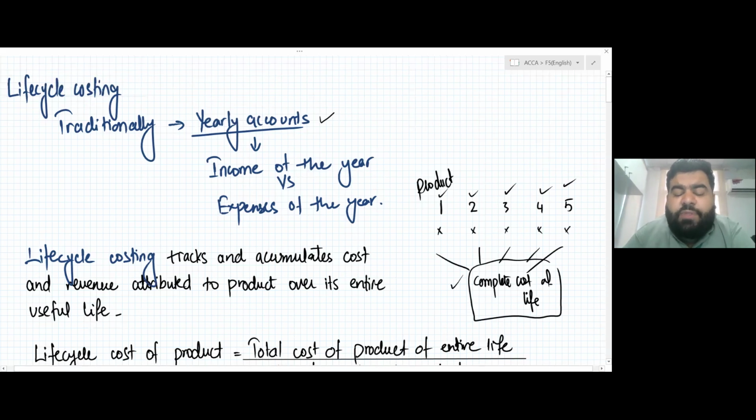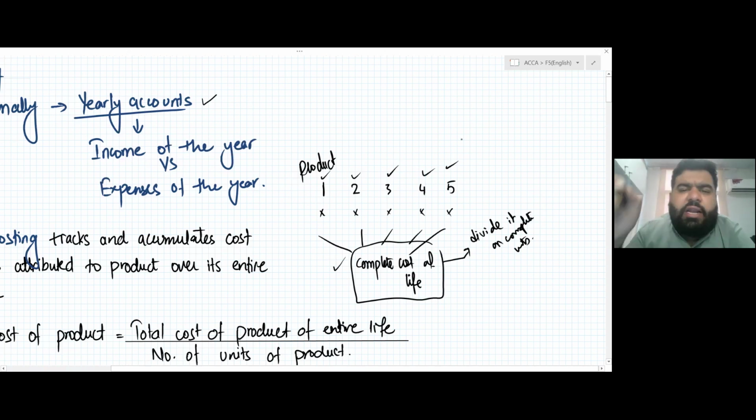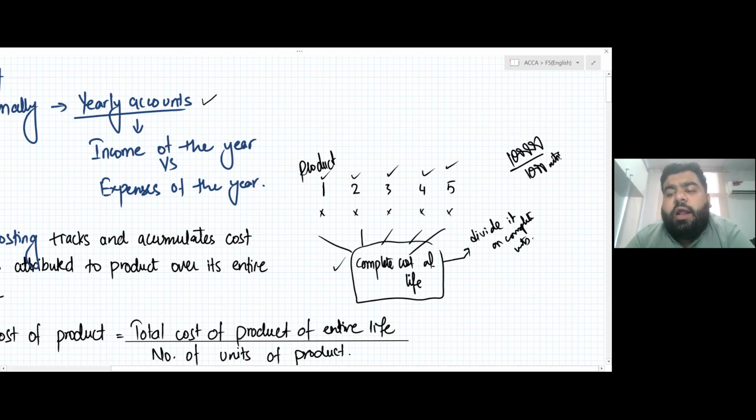Life cycle costing says take this complete cost of life and divide it by the complete units you will produce over the life. For example, over the complete life of 5 years, the complete cost is 100,000. I'm just giving an example. And you know that over its life we will make 1,000 units. So one unit will cost you $100 per unit.